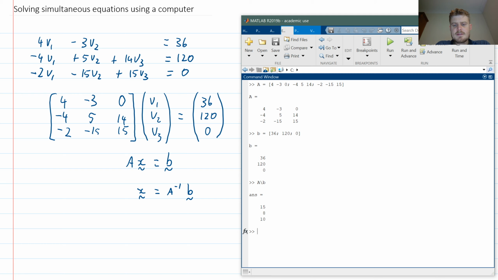And so those are my answers, right? 15, 8, and 10 are the answers for V1, V2, and V3 respectively. So you can use a computer program to actually help you with these simultaneous equations as well, if you have access to that at the time at which you're solving it.